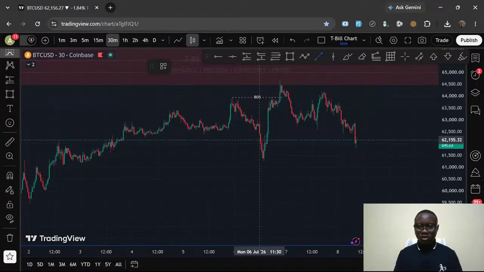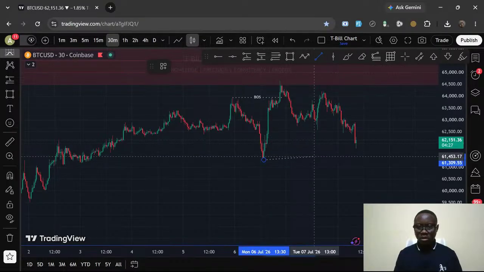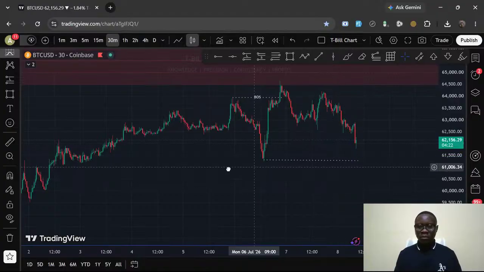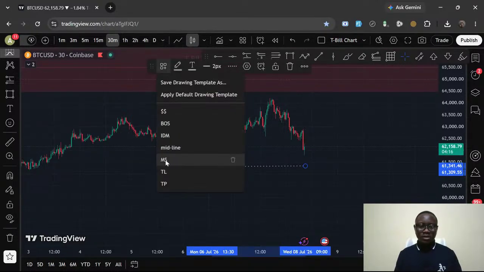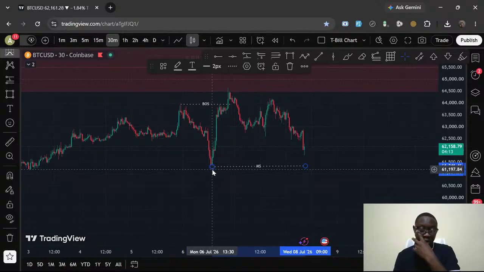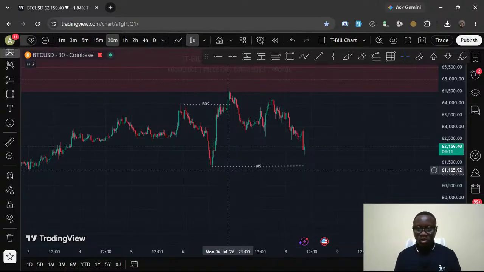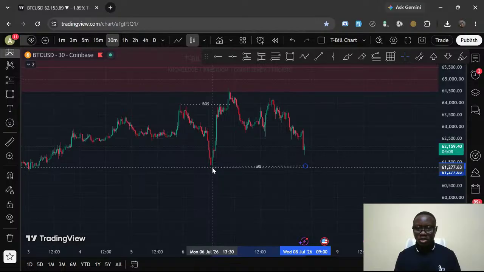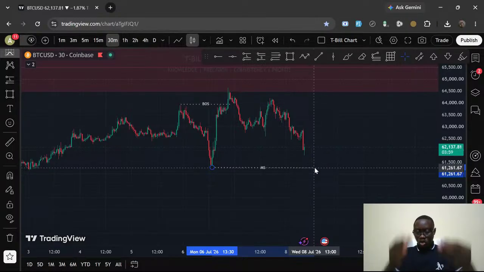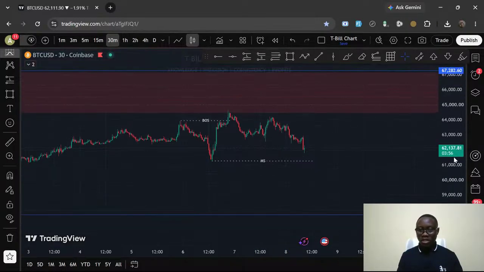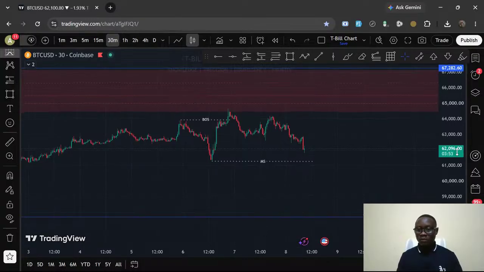Okay, so this is a break of structure to the downside, and this becomes our market structure shift if it ever happens. If price ever breaks below this low, this becomes our market structure shift. Now, the market is bearish and we're looking for the appropriate setup to join the bearish move until price takes out this external liquidity right here.